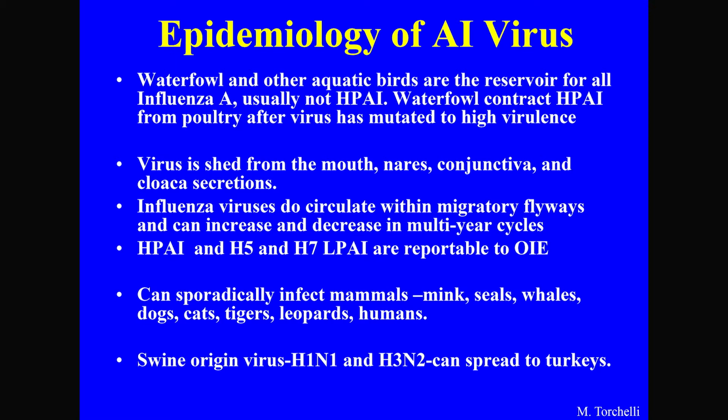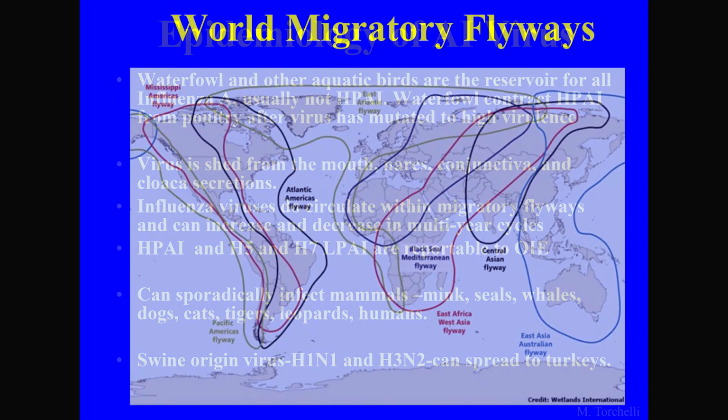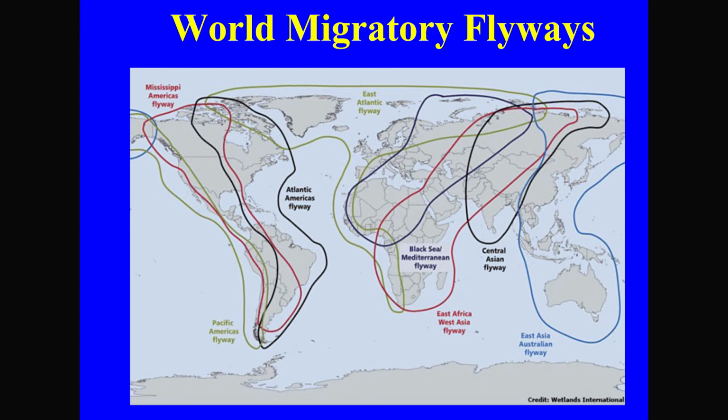Now the influenza viruses do circulate within the migratory flyways that these waterfowl fly in. They can increase and decrease in multiple year cycles. The two that are reportable to the Office of International Epizootics, the OIE, are the HPAI and the H5 and H7 low pathogenic avian influenzas.